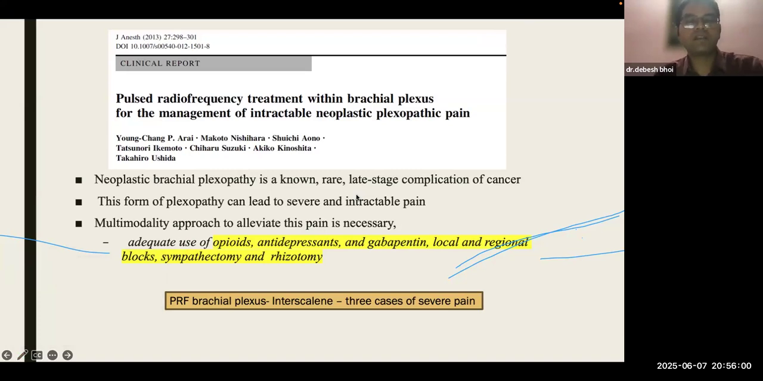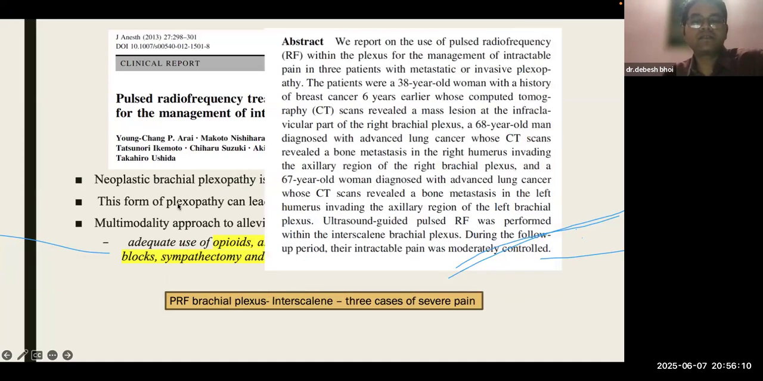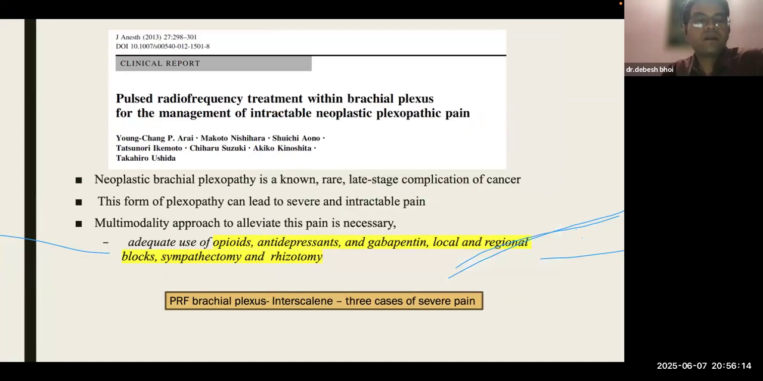I think this is another report on intractable neoplastic plexopathic pain within the brachial plexus. Neoplastic brachial plexopathy is known, and mostly a late stage complication, and it can lead to severe intractable pain. Whenever any neural element is involved, there is severe intractable pain. In this case, in spite of multimodal pain management, everything had been done, and still the patient had no relief. So this is basically PRF of the brachial plexus at the interscalene area.